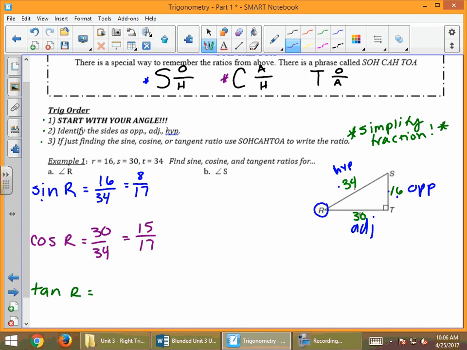And then the last one is tangent. We're making the tangent ratio, so we're going to go to T in SOHCAHTOA, and that says it's the opposite over the adjacent, O over A. We said our opposite was 16, our adjacent is 30, and when we simplify, 16 over 30 simplifies down to 8 over 15.